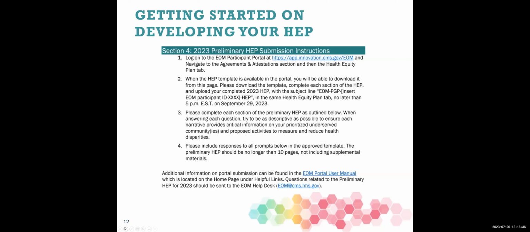Specifically, identifying and monitoring where disparities exist in your EOM beneficiary population, and also using data to implement evidence-based strategies aimed at addressing the identified health disparities, as well as advancing health equity. For participants planning to submit the optional 2023 preliminary HEP, please review the instructions, complete each section within the HEP template, and submit responses in the EOM participant portal by September 29th, 2023. If you have any questions, please reach out to the EOM help desk. Their information is there on the slide. We'll also have office hours focused on the PRA attestation and HEP on September the 13th.